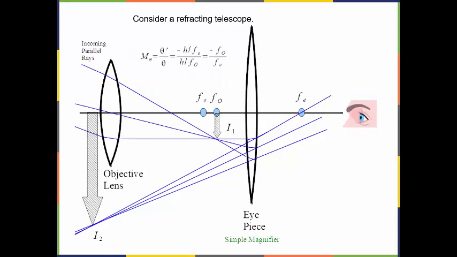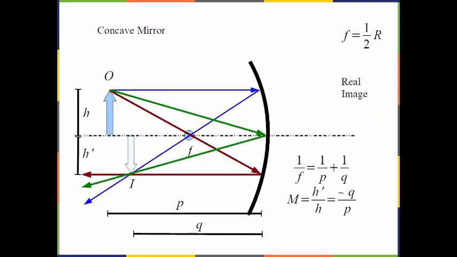So the objective lens produces a small image. This is what we call a real image, by the way. And then the eyepiece, which just magnifies the image formed by the objective lens, this image is called a virtual image. With a concave mirror, we also see that the object produces an image that is inverted and smaller. And then once again, we use the eyepiece to magnify that image.